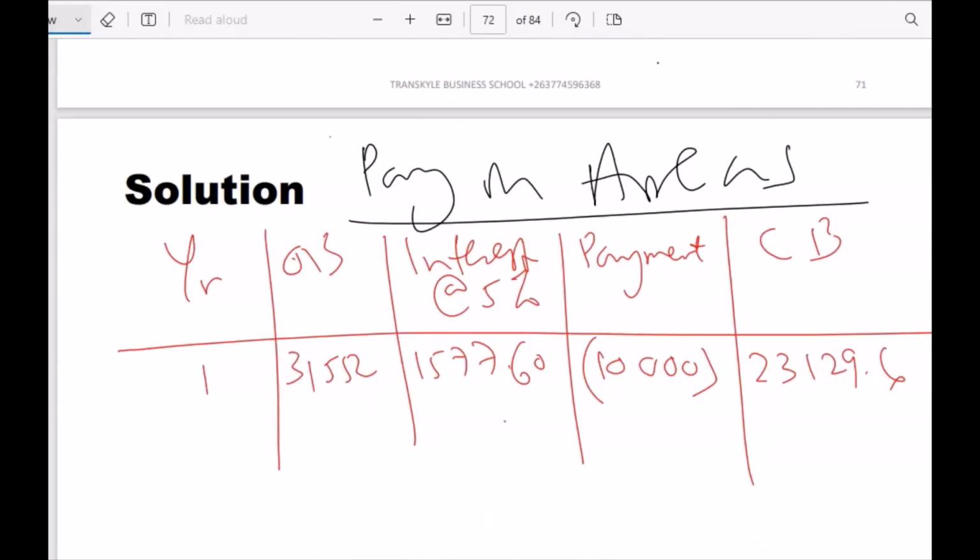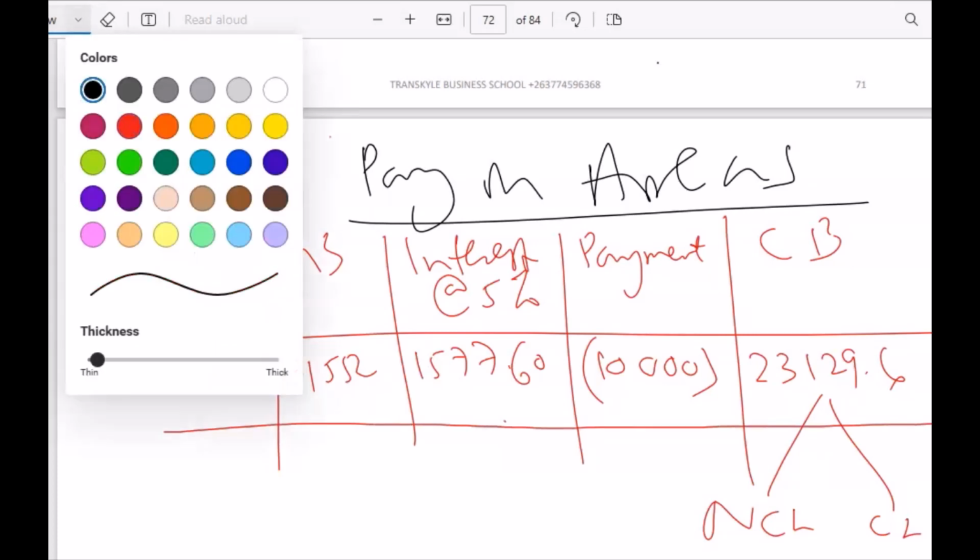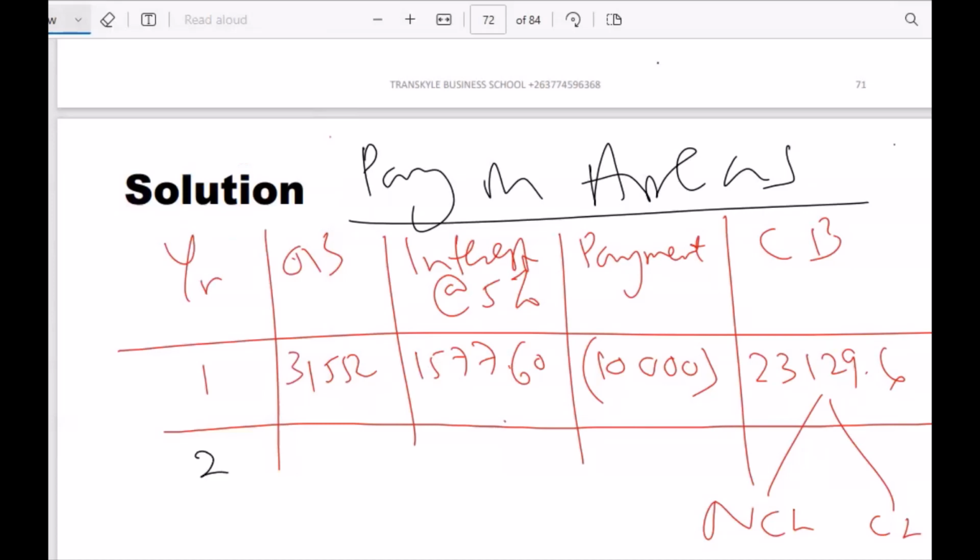And in the previous similar example, I said if the payments are going to be made in arrears, therefore for you to determine or to separate the current and non-current liabilities, you then have to do the year two figures. So let us do the year two. So year two, we just take our opening balance, which will be the closing balance in year one. The closing balance was 23,129.6.